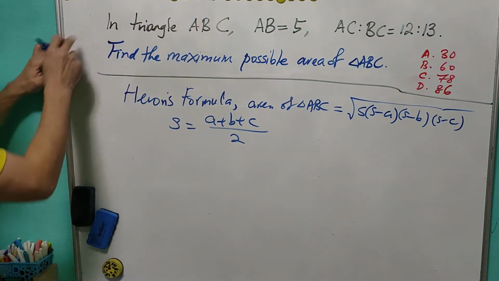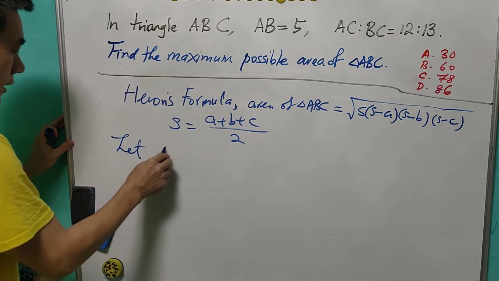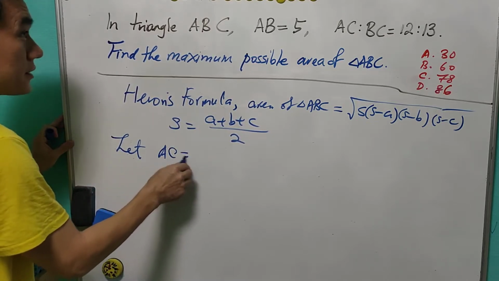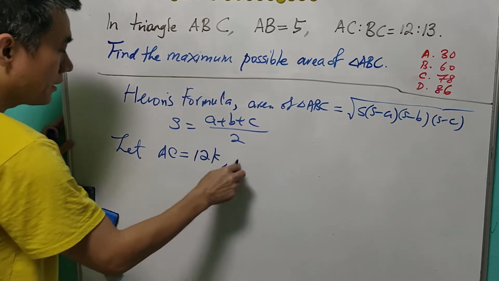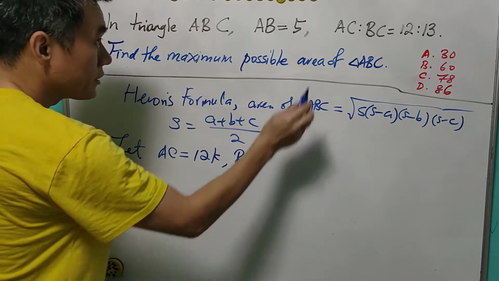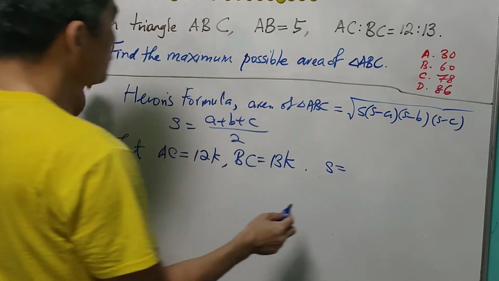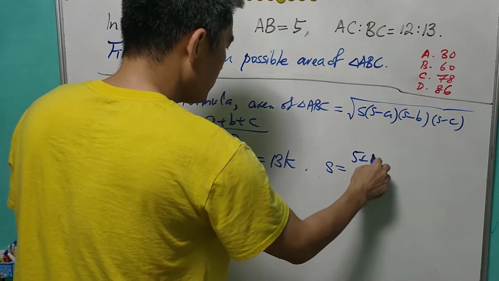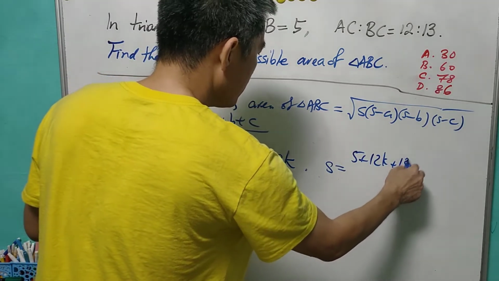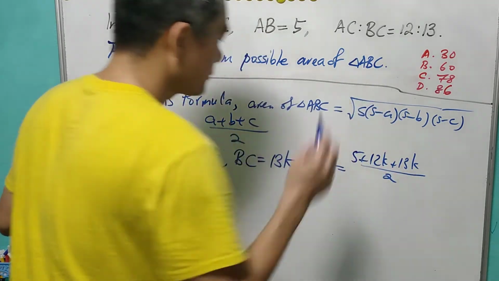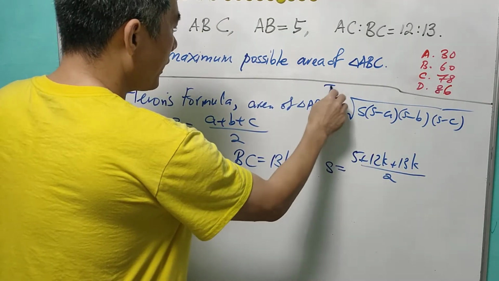So in our case, we will let AC be 12K and BC therefore will equal 13K. So S will equal to 5 plus 12K plus 13K over 2. And I call this area J.